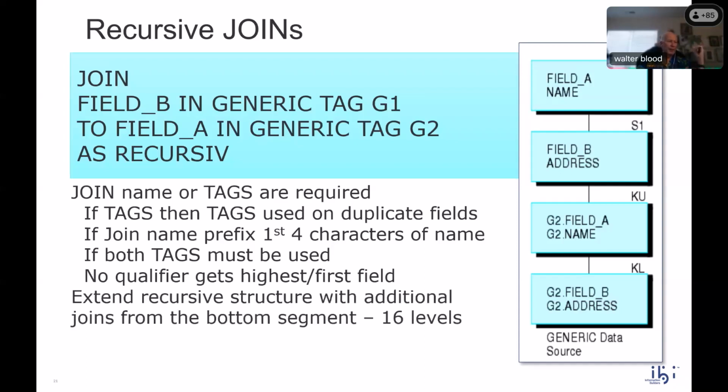You can extend the recursive structure with additional joins from the bottom segment up to 16 levels. So you can get pretty complicated. You can build something that can take a very complicated file. It looks simple, but it's a very complicated structure, and you can read it and decipher it very nicely. Whenever you're working with FOCUS files, the join to field has to be indexed. Just as a reminder, that's a requirement on any of the joins.